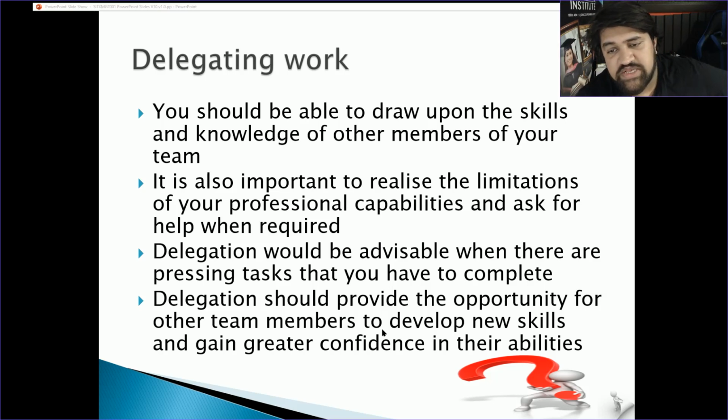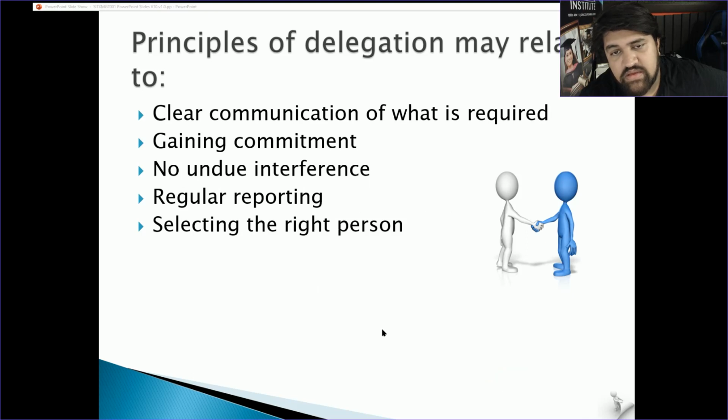Delegation would be advisable when there are pressing tasks that you have to complete. Delegation should provide the opportunity for other team members to develop new skills and gain greater confidence in their abilities. So principles of delegation may relate to clear communication of what is required, gaining commitment, no undue interference, regular reporting, and selecting the right person.